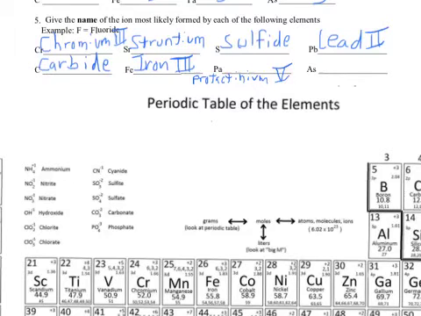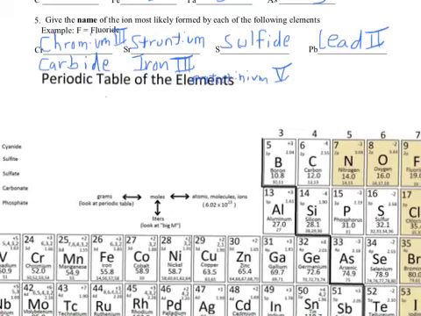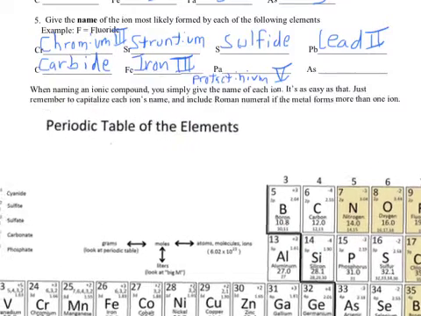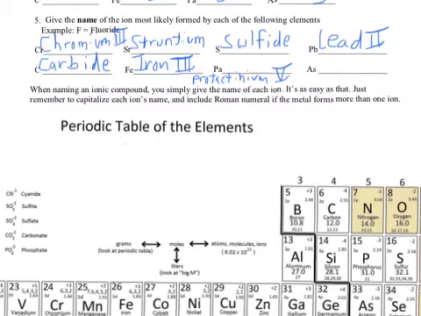And finally, I have arsenic. Arsenic is a nonmetal. And since it's a nonmetal, it's on this side of the stairs. I changed the last name to ide. So I'm going to call this one arsenide.